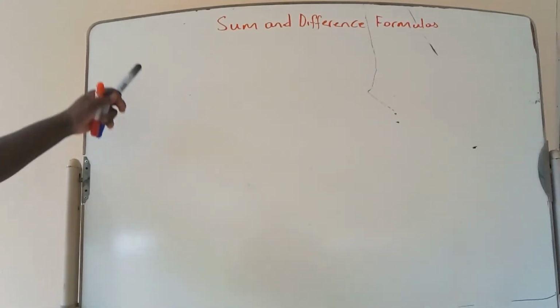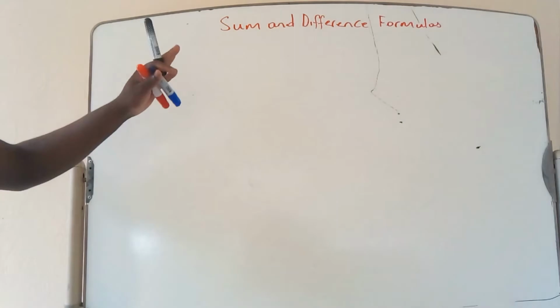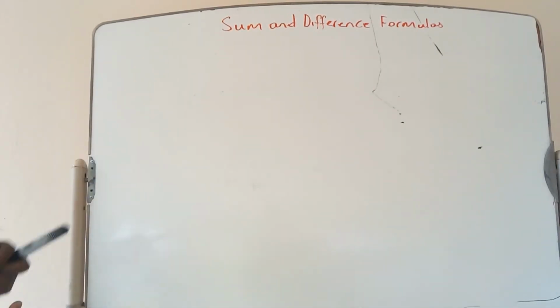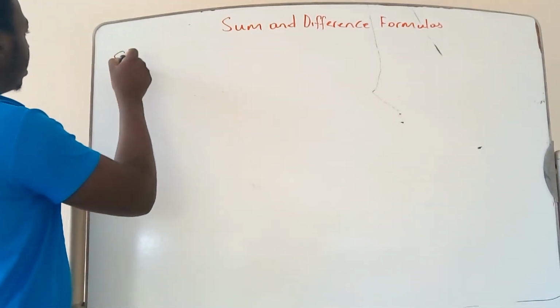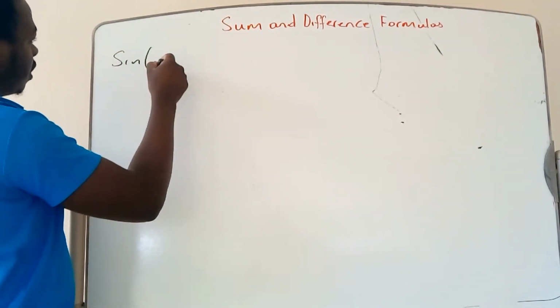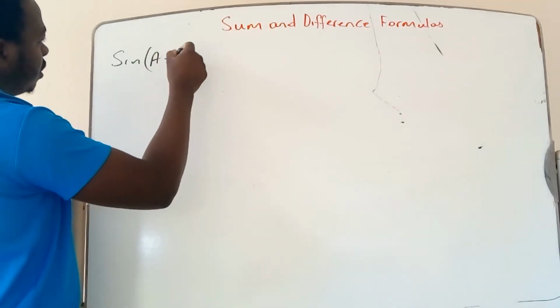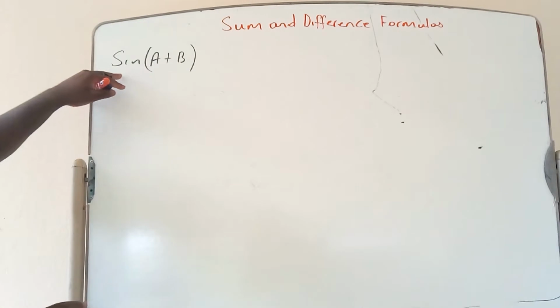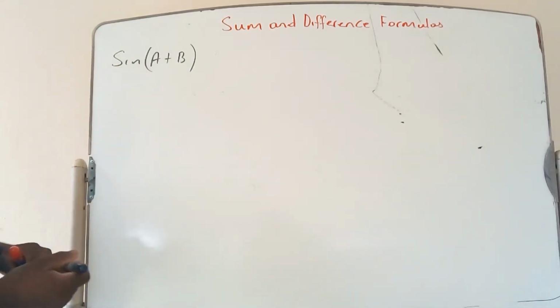Hello everyone, our focus for this video is the sum and difference formula, right? And we're still on trigonometry identity. So let's say you have an angle which is sine of A plus B. So you have two angles, right? And you want to add them. And you want to take the sine of it. What is this equal to?